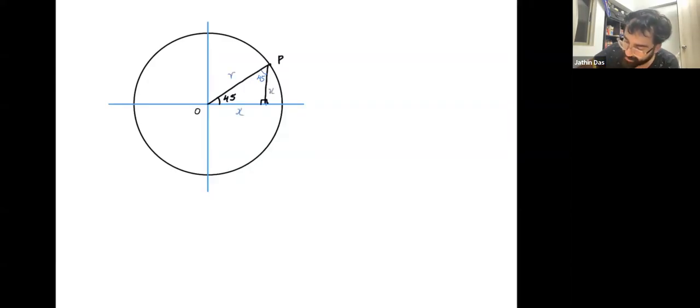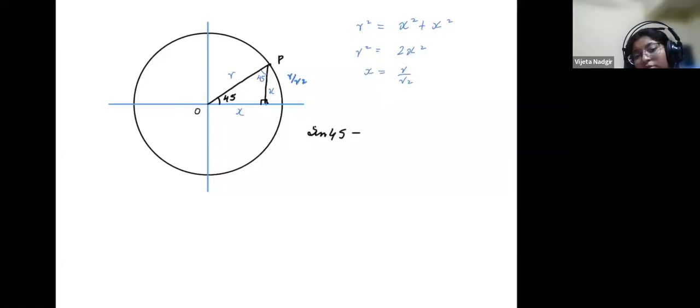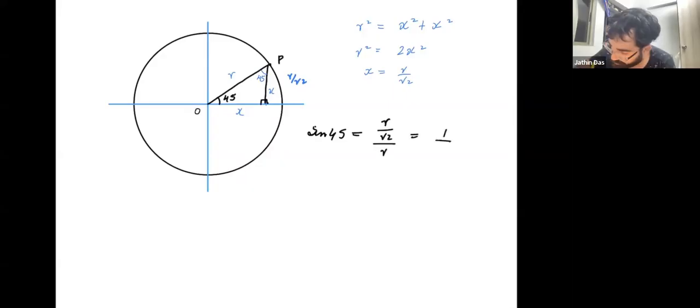But we know this is x and x. So R square is equal to x square plus x square. R square is equal to 2x square. But I think you know it already. It becomes x equals R by root 2. है ना? So R by root 2 आएगा ये. Now you tell me what is sine? Yeah, R by root 2 divided by R, so 1 by root 2. And so on. You can keep on doing it.